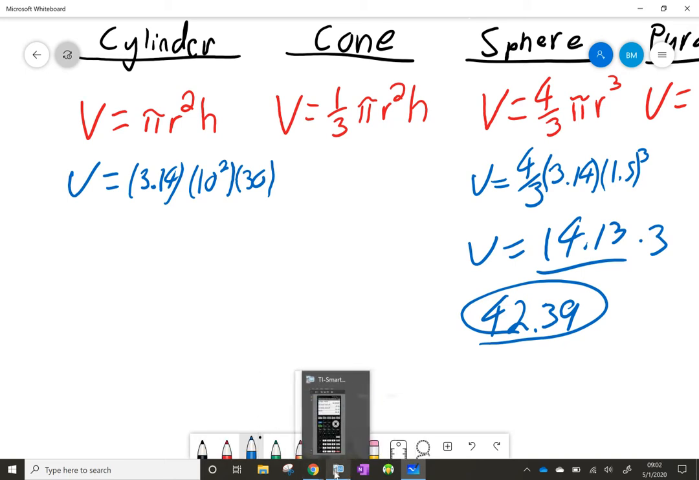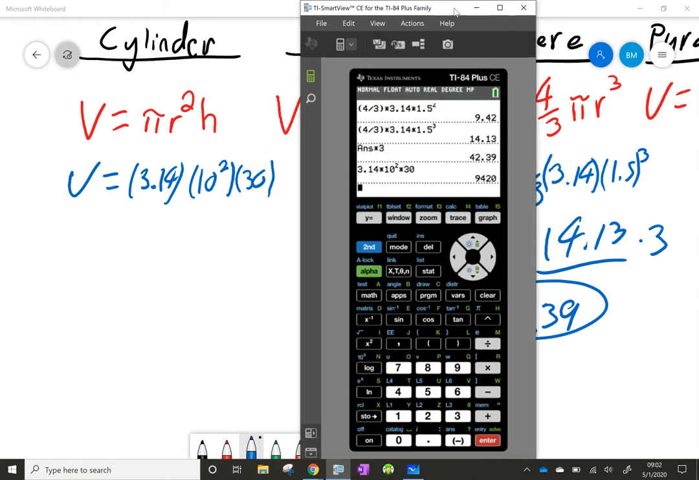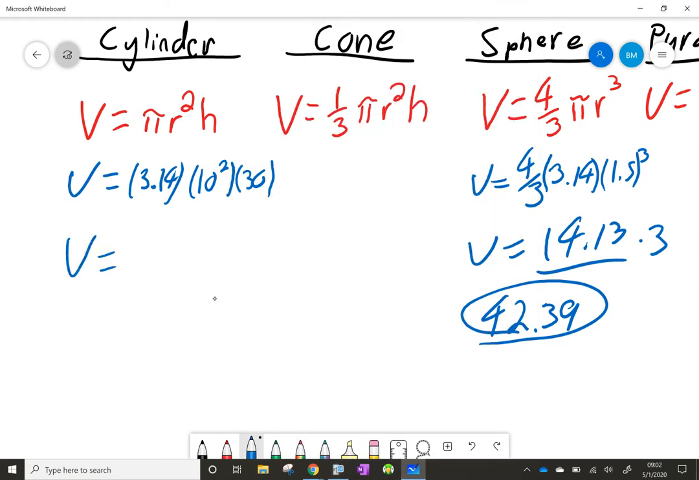So again, really just using a bunch of formulas, right? So 3.14 times 10 squared, which I think we all know is 100, but we'll put it in there anyway, times 30. And we get 9,420. So volume equals 9,420.